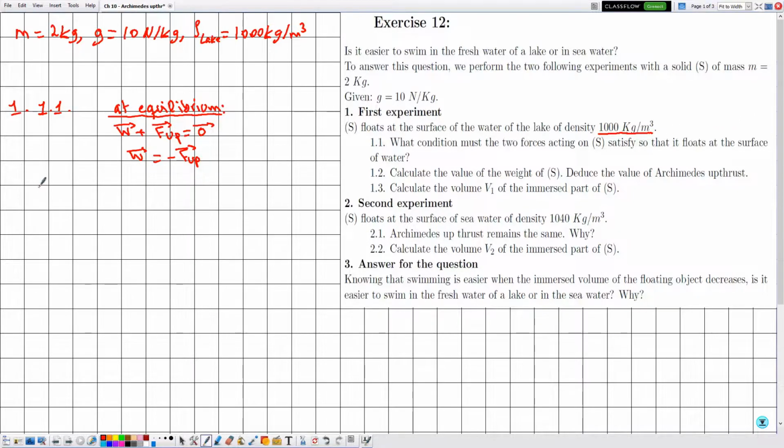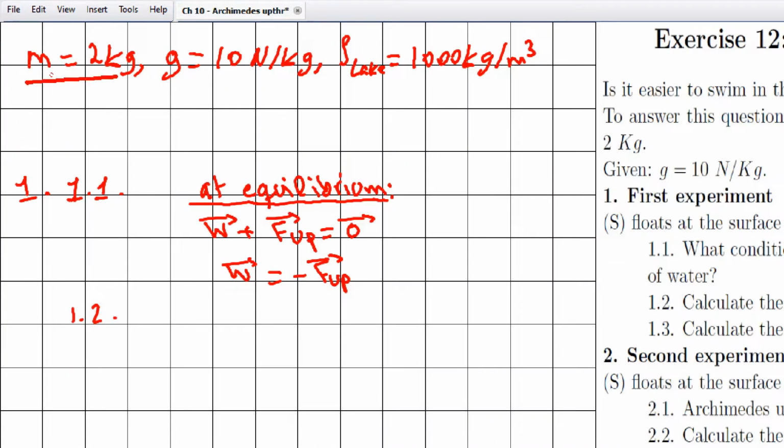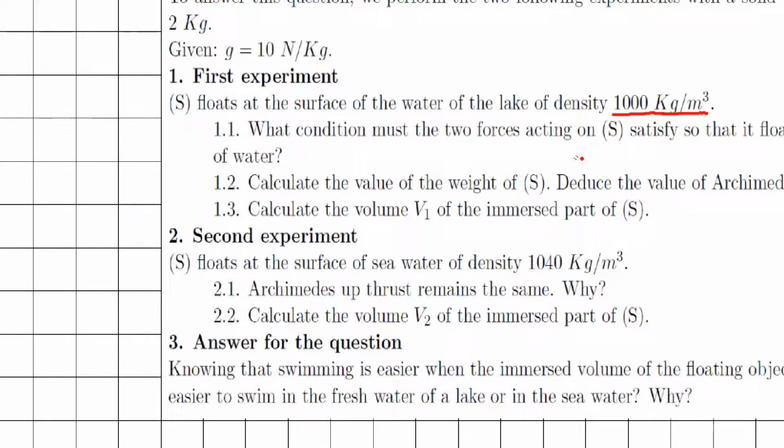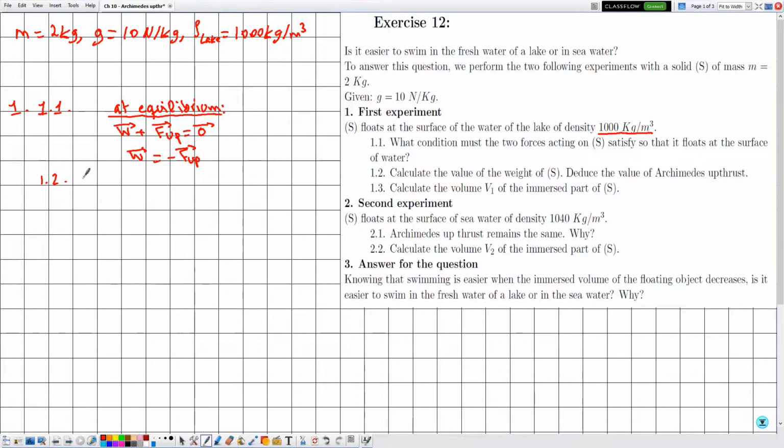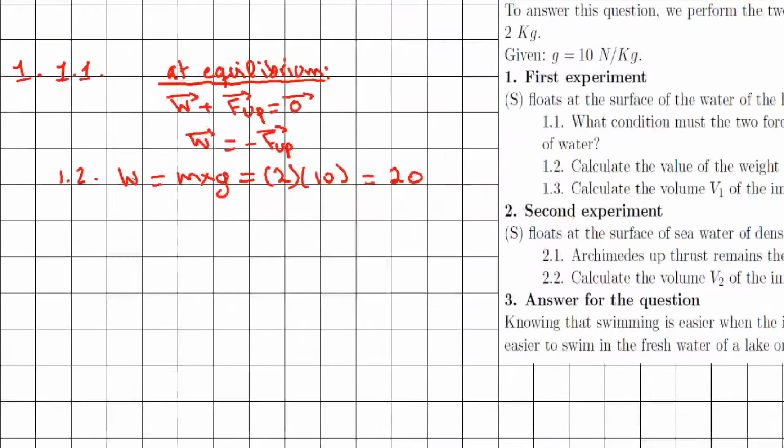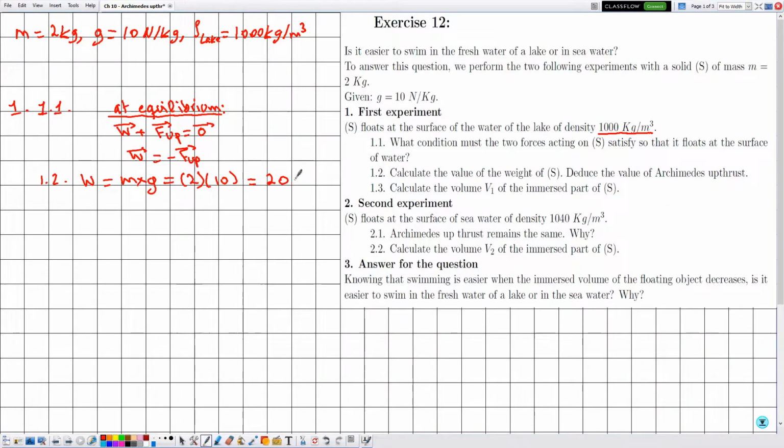Now in 1.2, calculate the value of the weight of S. So knowing the mass and knowing g, and here by the value they mean the magnitude, then the magnitude of the weight is given by m multiplied by g. No need to construct a triangle because this is the quantity that we want. Then the value of m is 2, the value of g is 10, so the value of the weight is 20. Since everything is in the SI, the value of W will be in newtons. Then the weight of this object is 20 newtons.